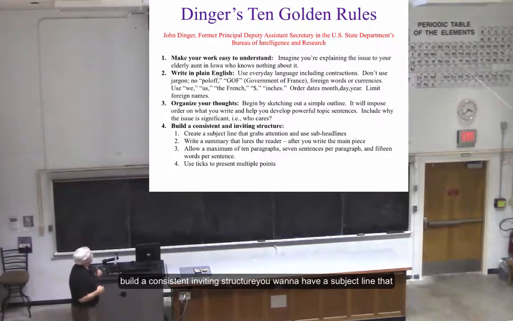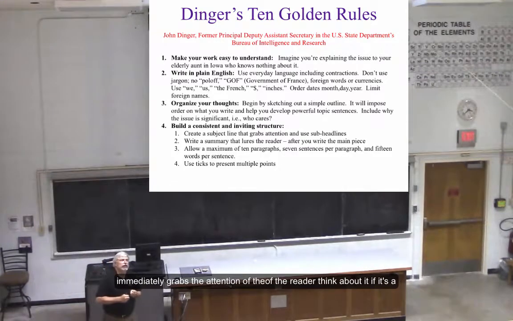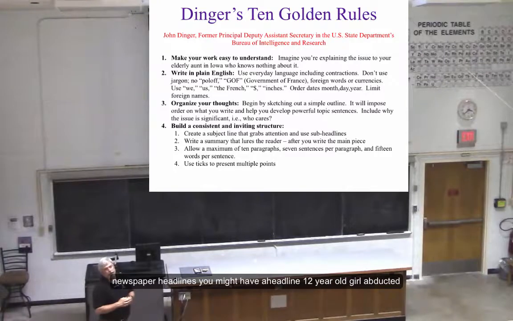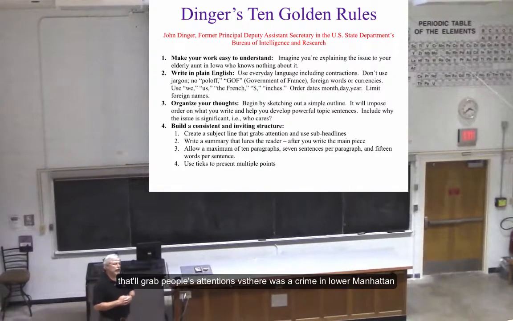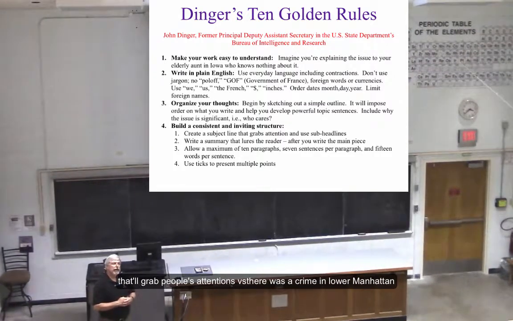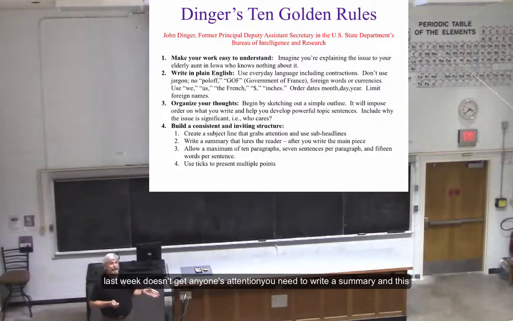You want to have a subject line that immediately grabs the attention of the reader. Think about it as if it's newspaper headlines. You might have a headline, 12-year-old girl abducted. That'll grab people's attention versus there was a crime in Lower Manhattan last week. Both could be about the same topic, but there was a crime in Lower Manhattan last week doesn't get anyone's attention.